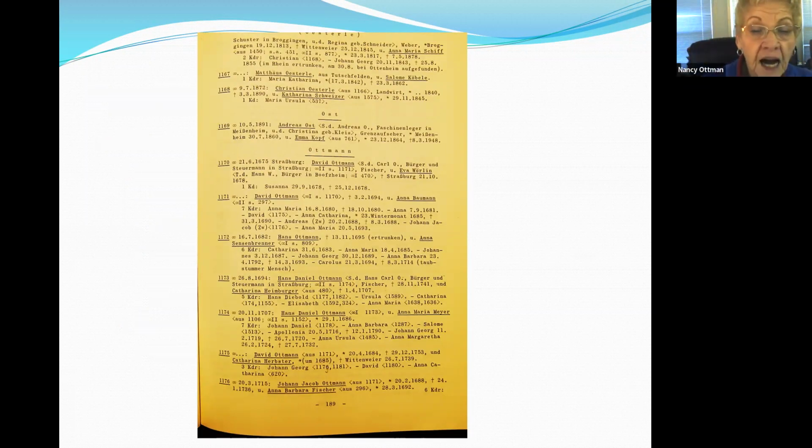They're listed in alphabetical order, and my last name's Ottman. And note the German spelling, Ottmann, which is very important. If you know your German spelling, you should always use that in your German research, because otherwise you won't find any information. And then it lists each of those people in alphabetical order.